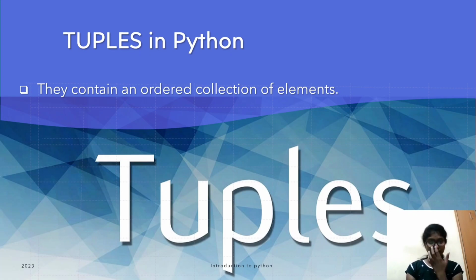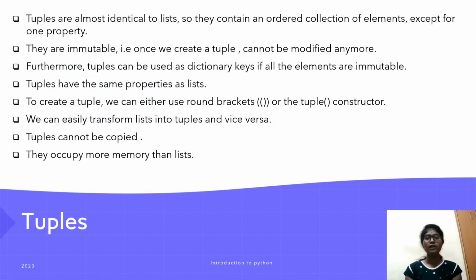Let us see what are the properties of tuples. Tuples are almost identical to lists, so they can contain an ordered collection of elements except for one property, that is, tuples are immutable, whereas lists are mutable. Tuples, if we created it once, can't be modified anymore. Furthermore, tuples can be used as dictionary keys if all the elements are immutable.